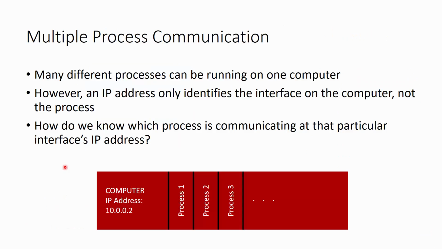When we have multiple processes that are all communicating with each other, including multiple processes on our own computer that need to communicate, we have a limitation of addressing. An IP address can only identify the interface on the computer, so the actual network jack that's there, not a particular process. So how do we know which process is communicating at that particular interface's IP address? So here's our computer with its IP address, but it's got all these processes. So which of these processes is sending data out from that address? And if anybody is sending data to this address, how do we know which process it needs to go to?